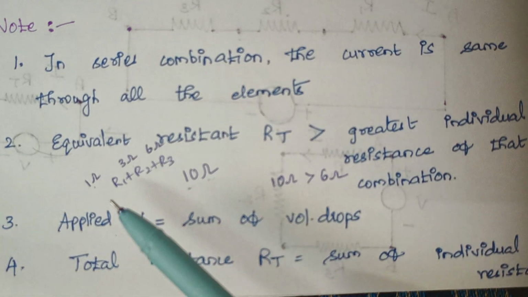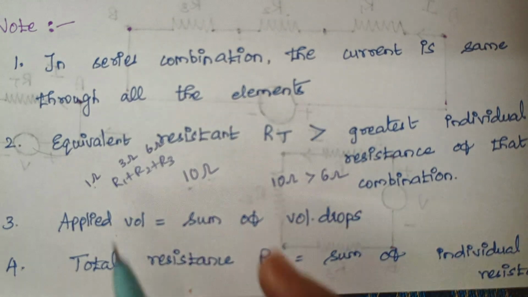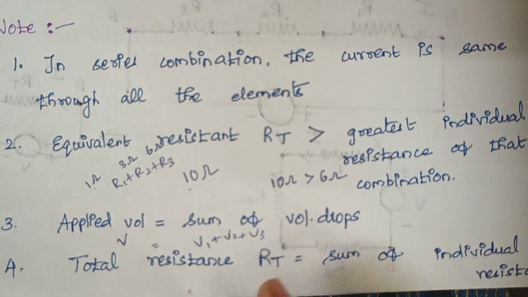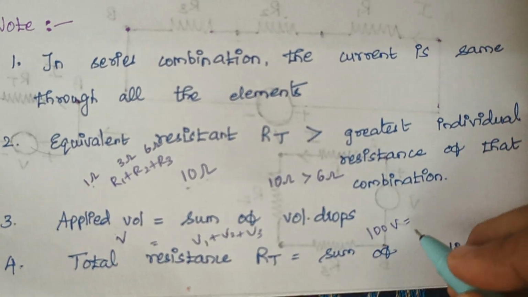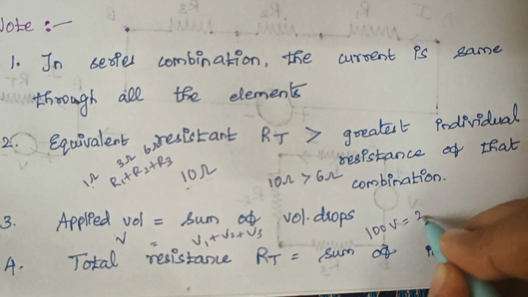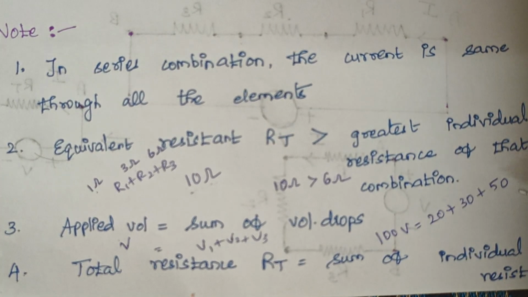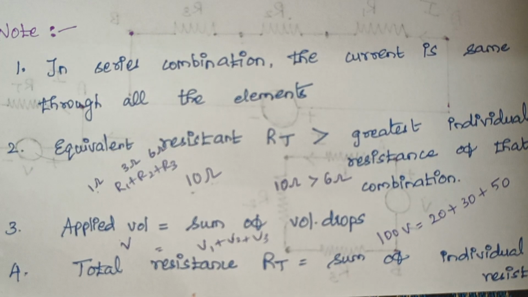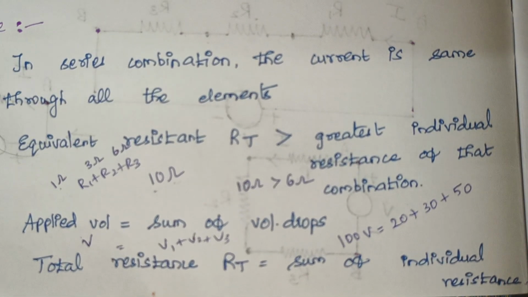Then the next thing is that the applied voltage is equal to the sum of voltage drops. That is, applied voltage V is equal to V1 plus V2 plus V3. For example, let the supply voltage be 100 volt, and let the voltage drop across V1 be 20, V2 be 30 and V3 be 50. Again, 50 plus 30 plus 20 gives you 100. And finally, the total resistance is nothing but the sum of individual resistances. This is the thing we already know.